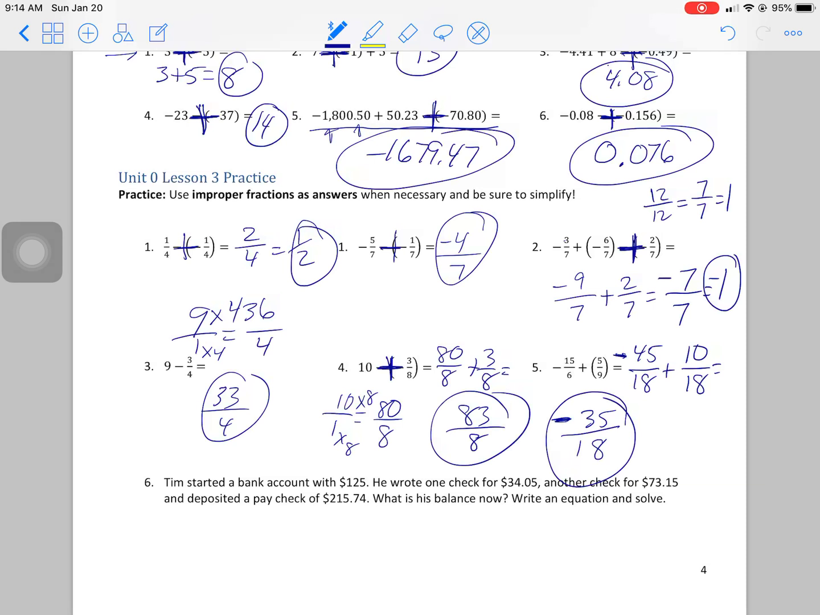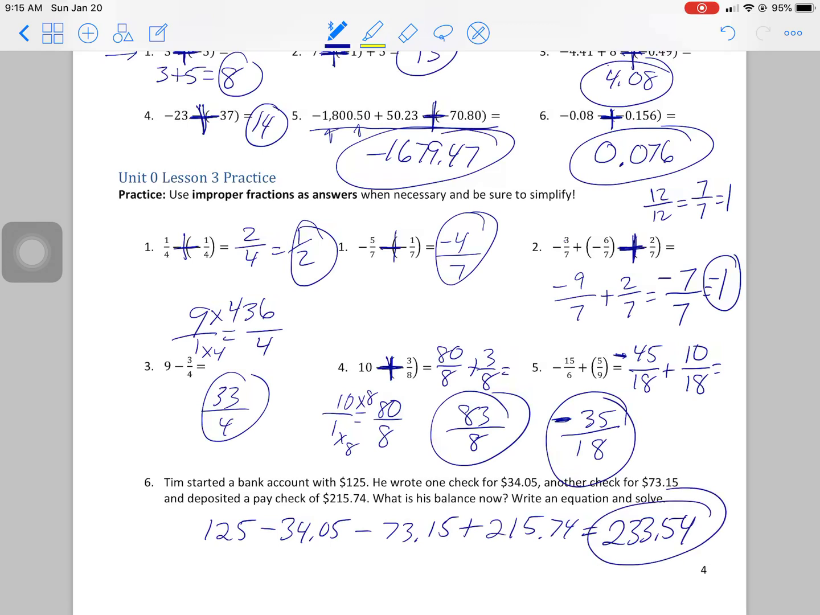Last one. Okay, Tim started a bank account with $125. He wrote a check for $34.05. He wrote another check for $73.15. He deposited a paycheck of $215.74. What is his balance now? All right, let me double check the number in the key. 125 minus 34.05 minus 73.15 plus 215.74. Got the number on the key. All right, there we go.